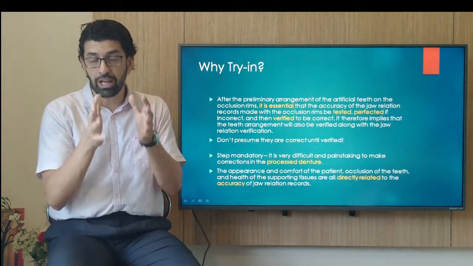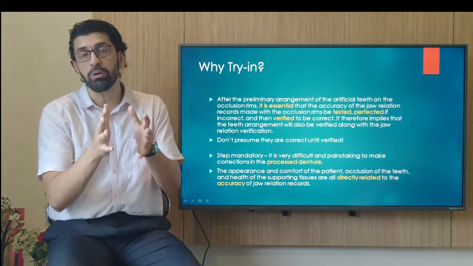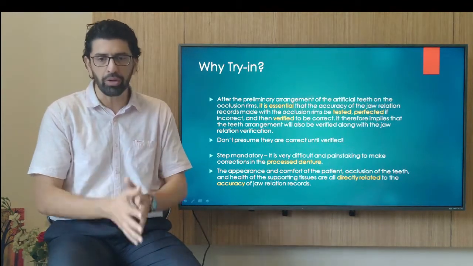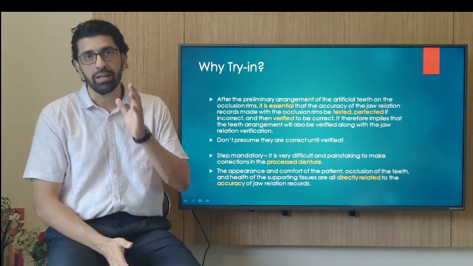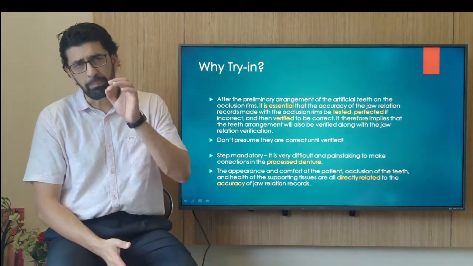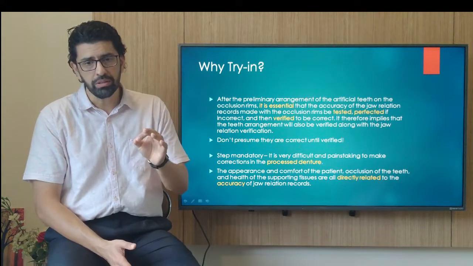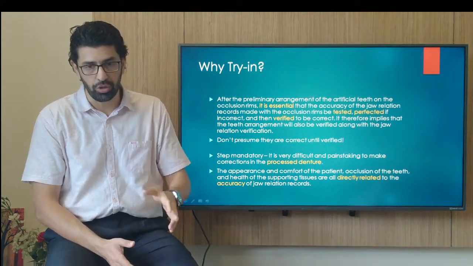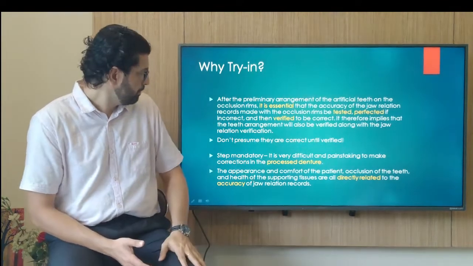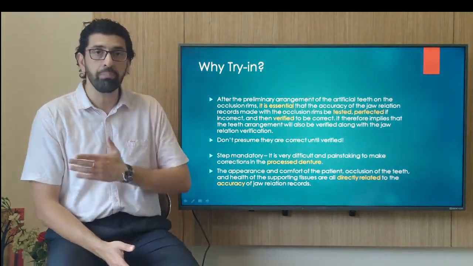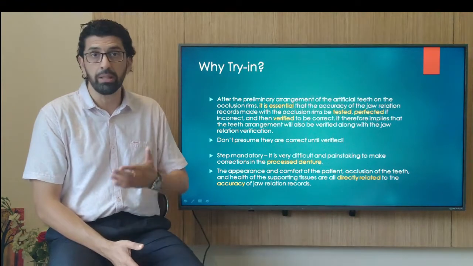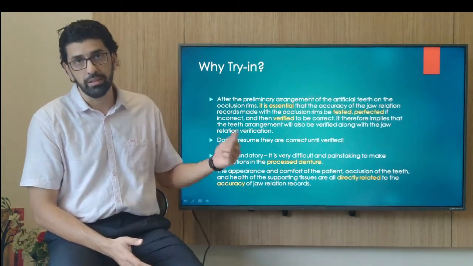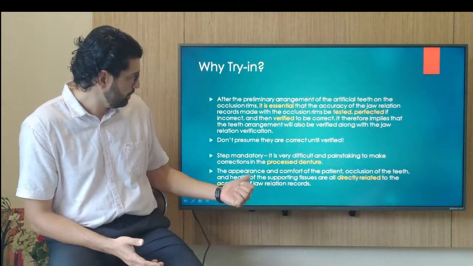You can actually, in your trial denture, place it into the mouth and check if it is correct. So it needs to be accurate on the trial dentures. Okay. The appearance, the occlusion, and the comfort of the patient is dependent upon the accuracy of the jaw relations that you are going to make. All right. So this is a very mandatory step. And if you don't want to make any other painstaking corrections later on once the denture is processed, then this is a step you really want to be keen on, right?